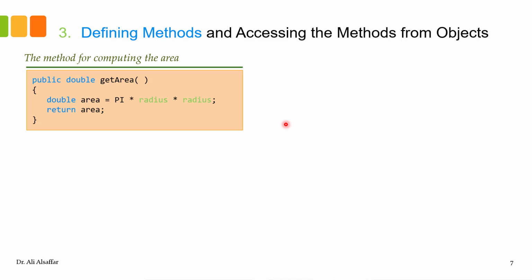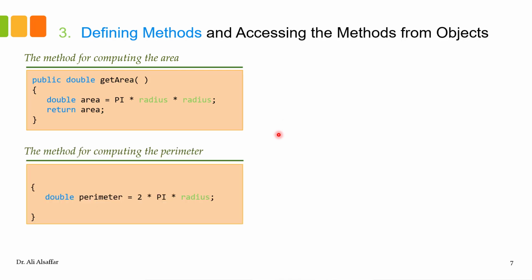Next, we need to define the method for computing the parameter. So we need to specify what is the code we should include inside the method, and the code inside the method is simply an equation for computing the parameter, which is equal to 2 times pi times radius, and the result is saved into a variable called parameter, which is double. You surround this line by curly brackets, and this will represent the body of the method.